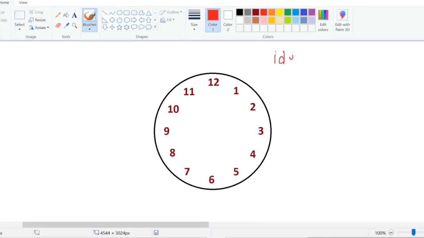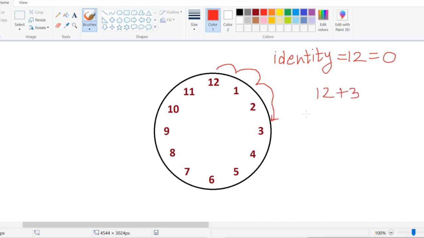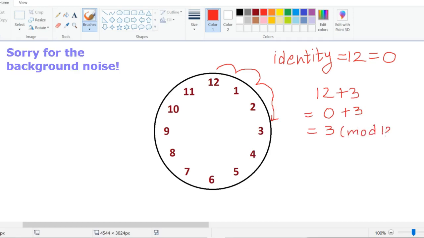where identity was 12. So basically 12 is equal to 0. So that when you add 3 hours to 12, you go 3 steps ahead, 1, 2 and 3, and you go up to 3. So 12 plus 3 basically works like 0 plus 3, which is equal to 3. This is all happening in modulo 12.